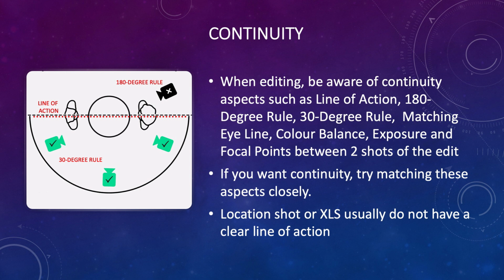Matching eye line would be when both persons are talking, the eye lines are similar, so we match them so that for continuity, when you're looking from one shot to the next, the eye line follows. Yeah. Color balance, exposure, focal point, all these are those extra details. Because of time, we won't go into too much detail on it. Basically, the key is you must watch for continuity. Okay, try to match all these aspects. Then your production, when you cut to them, will look more cohesive together.